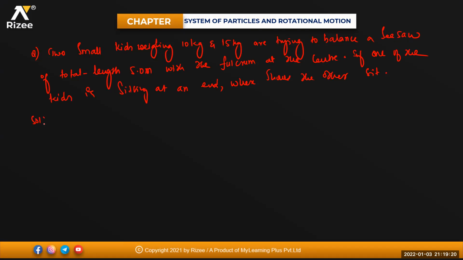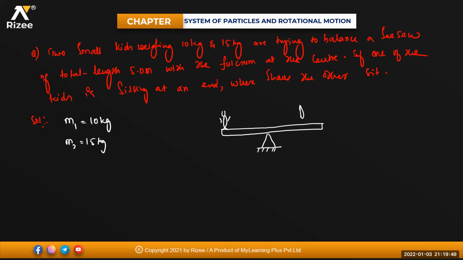See the question carefully. We got two small kids whose weights, that means M1 and M2, are given. Mass of the first boy is 10 kg. Mass of the second boy is 15 kg. They are trying to balance this seesaw. Have you seen a seesaw, beta? In parks, you might have seen a plank type of structure like this, and a small support will be there. This is called the fulcrum. On this, the kids will be sitting on either end. I hope you remember this.